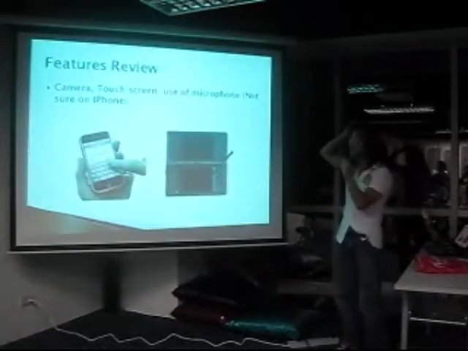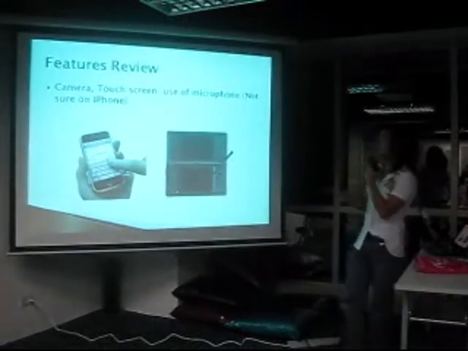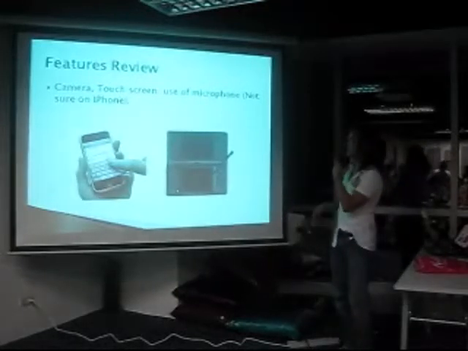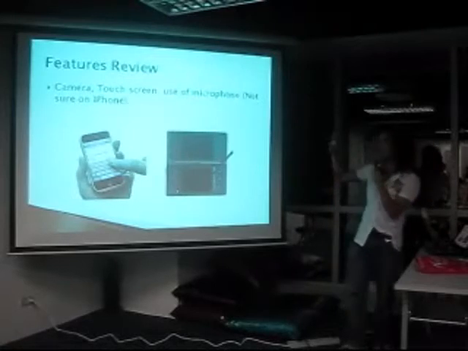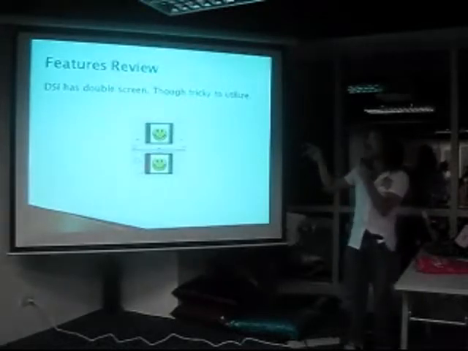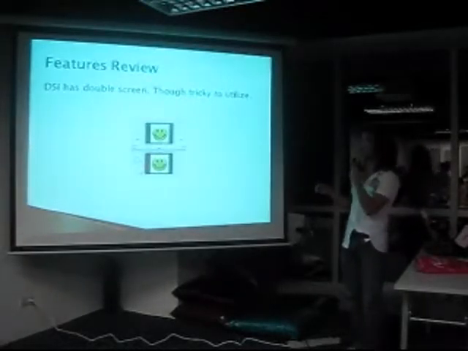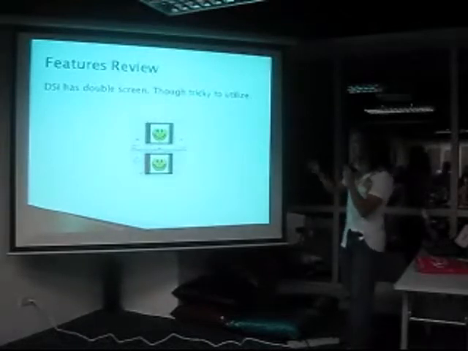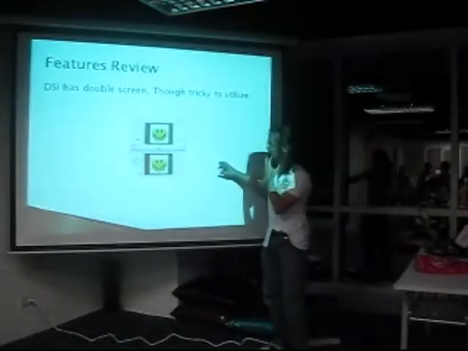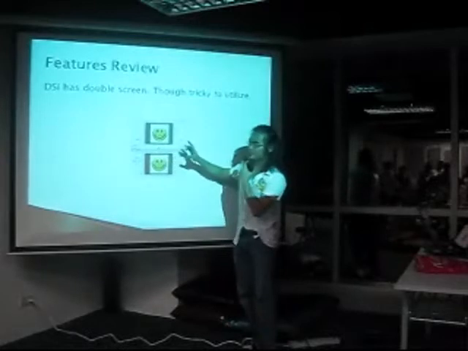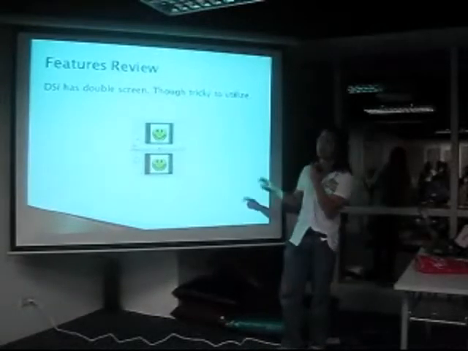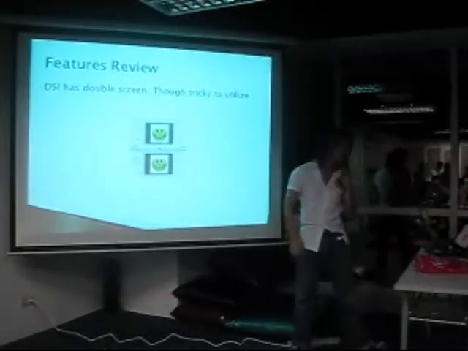Features review. The iPhone has a camera, touchscreen, and microphone. Not sure about iPod, sorry, wrong about the slide. The DSi has all of those features. Also, the DSi has a double screen, though it's tricky to utilize. Some games actually use two 3D screens, 3D here, 3D there, but it's tricky because you'd have to write the raster here and then switch the buffer so that you can implement the double 3D. It has the frame rate, but well, double 3D.